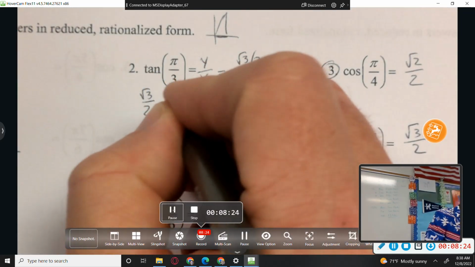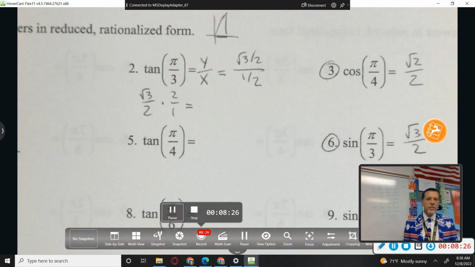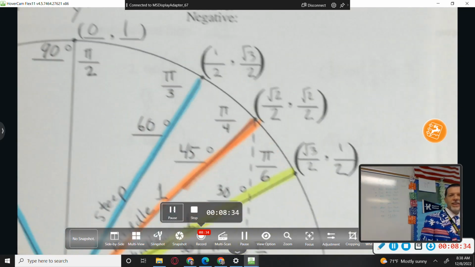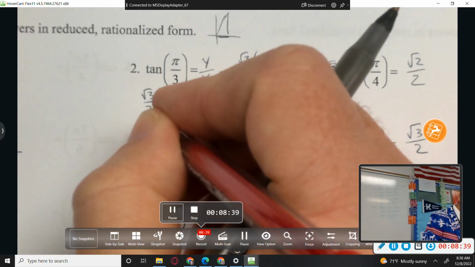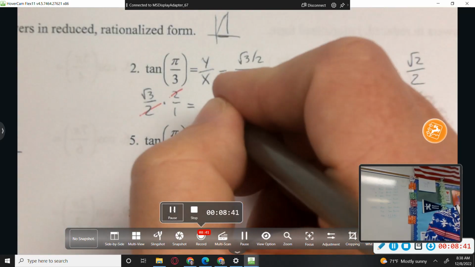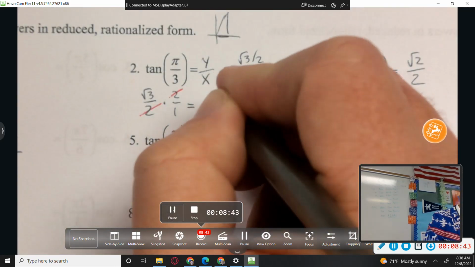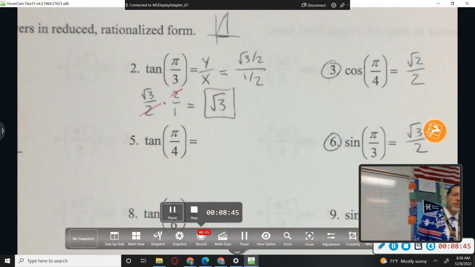Keep it, change it, flip it. The fun part about keep it, change it, flip it, and you'll figure this out as you do some of these, is that all the denominators are 2. So all the denominators cancel out. And for this one, we're just left with square root of 3. So the tangent of pi over 3 is the square root of 3.